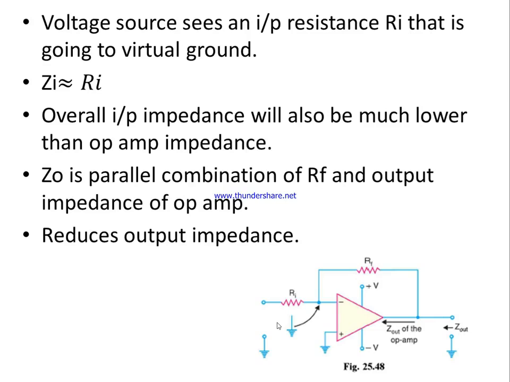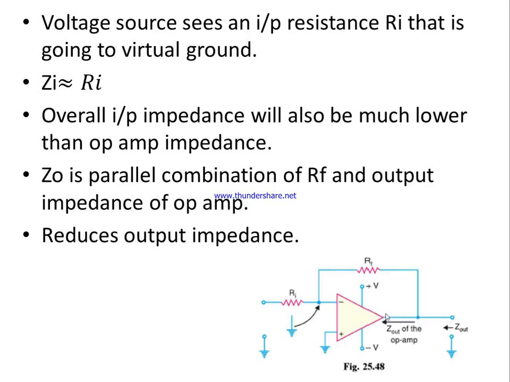Okay, since the value of RI is much lower than that of ZI, the input impedance of the inverting amplifier will be low. So it will be around 1 kilo ohm, or between 1 kilo ohm and 10 kilo ohm. But actually the input impedance of a practical op amp is 10 raised to 5, or in the ideal case it is very high, as infinity. But in the case of an inverting amplifier, since ZI is equal to RI, the input impedance will be very low, equal to the value of RI. Clear?